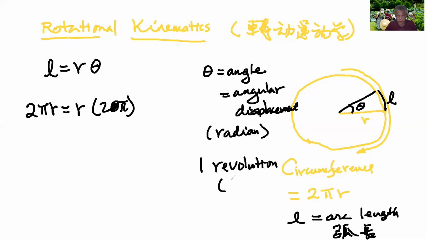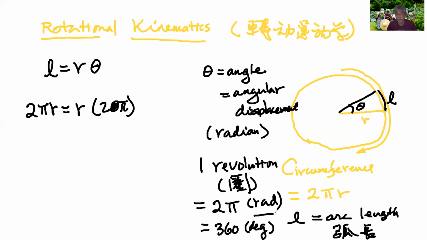一圈, one revolution, is equal to 2 pi radian. You should probably have studied this already in your math class, and that's equal to 360 degrees. So radian and degree are different units. This one is theta in radian, and this is 2 pi radian. So that relationship is what we're going to be relying on, and let's continue.